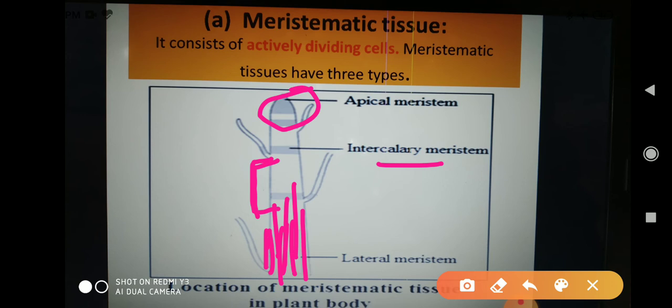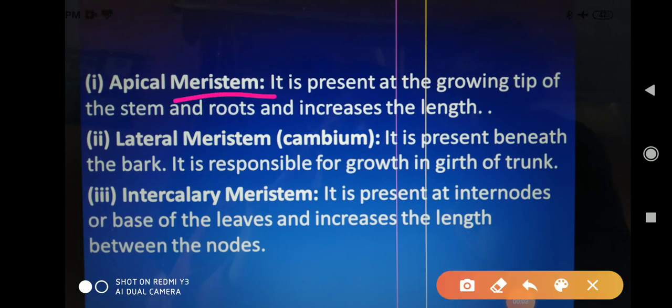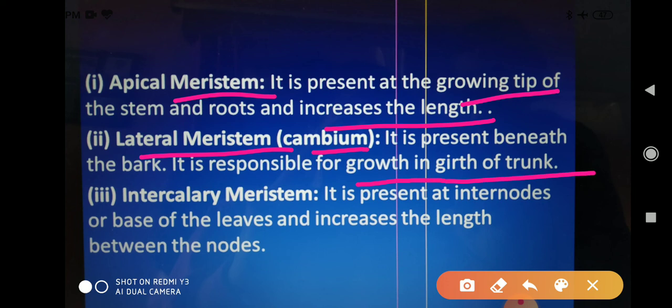Is it okay? Now see, the function of apical meristem is growth. At the growing tips, it increases the length. For that, apical meristem is responsible. The intercalary meristem is responsible for the growth in between the internodes, and lateral meristem is responsible for increasing the diameter of the plant, or we can say stem. Apical meristem is present on the growing tips and increases the length. Now, lateral meristem or cambium is found beneath the bark laterally and is responsible for the growth in the breadth of the trunk, or it increases the diameter of the trunk. Now, intercalary meristem is present in between the internodes or the base of the leaf and increases the length between the nodes.